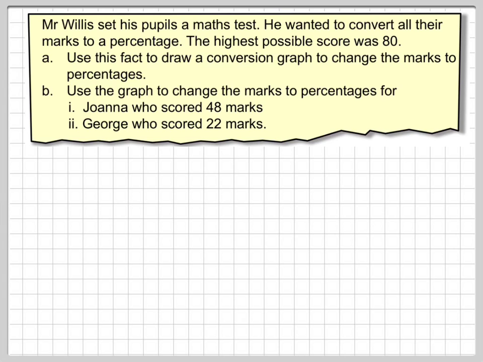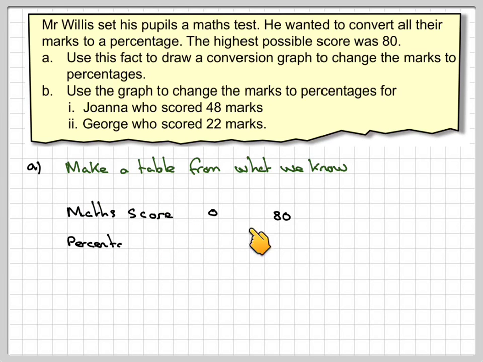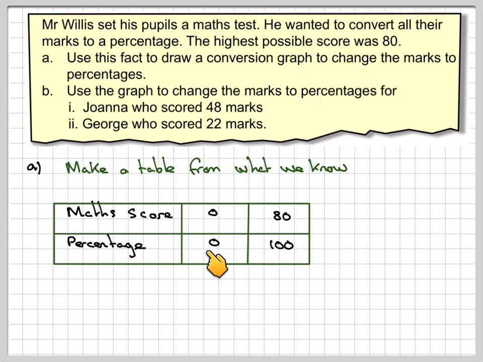So, first of all, we need to make a table from what we know. This is what we know. We know the maths scores are 0 and 80, and with 0 you get 0%, and with 80 it's going to be 100%. The next step is to draw the graph.